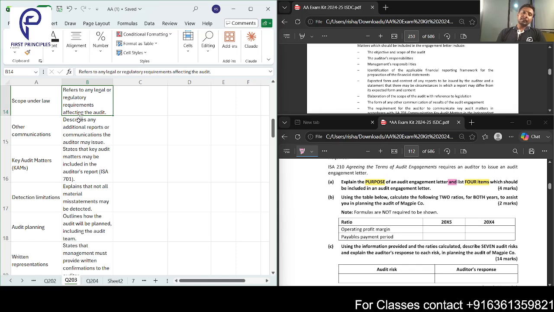Second, any other communications describes any additional reports or communication the auditor may issue. Along with the audit report, will he issue anything else also?